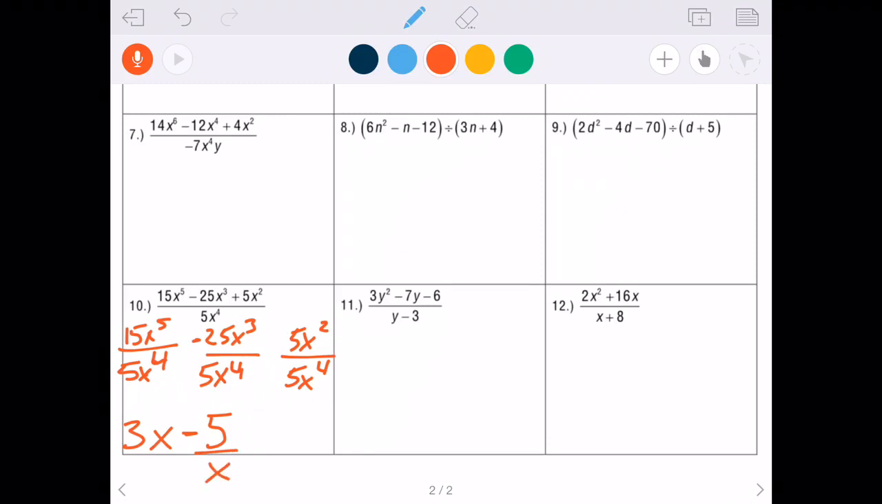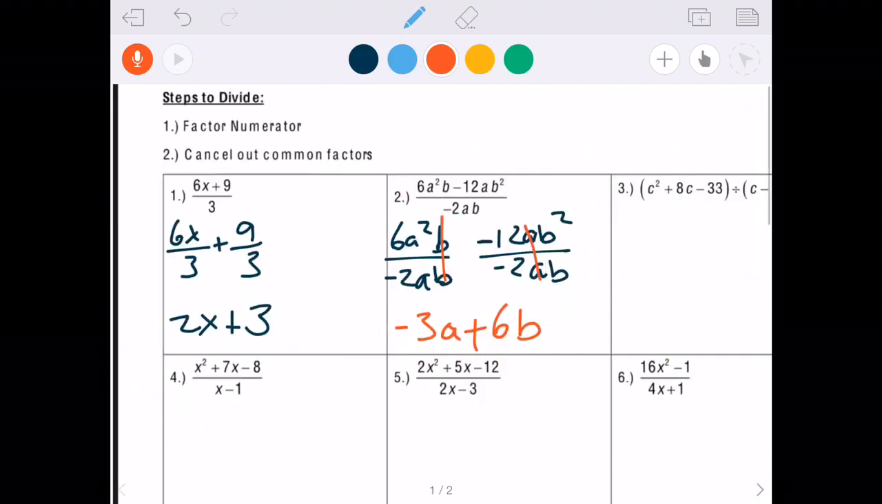Lastly, we have plus 1, 5 divided by 5 is 1, x to the negative second power. Again, we can't have a negative exponent, so we're going to move that to the bottom. So our answer is going to be 1 over x squared. So we can leave it like that.